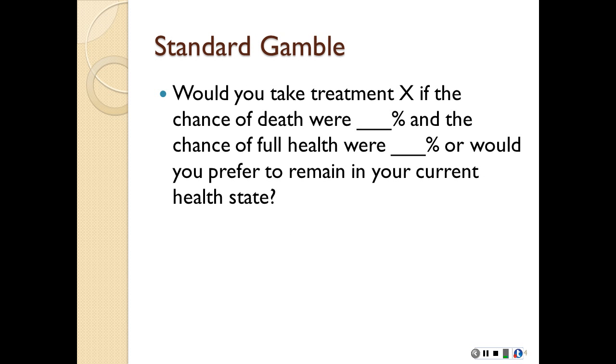there's treatment X. Treatment X exists. Would you take it if the chance of death were 80%, but the chance of full health were 20%? Or would you prefer to remain where you are? And then they alter those numbers and they look, okay, what if the chance of death were 50% and the chance of full health were 50%? And they look to see where people decide it's worth it to get that surgery that might kill you.